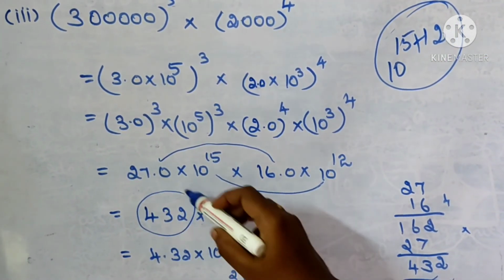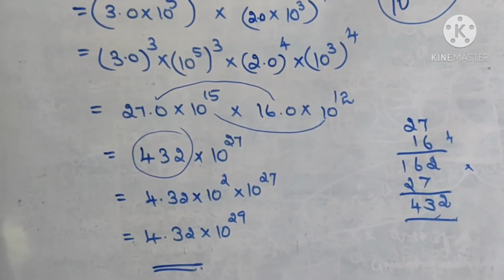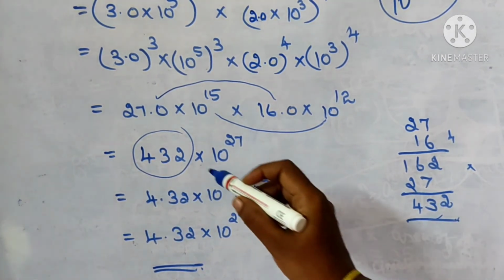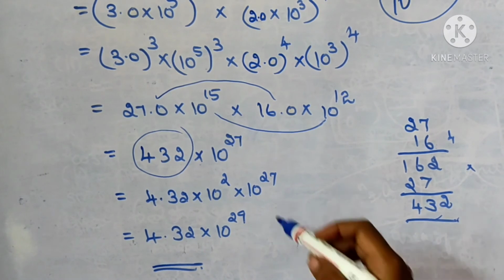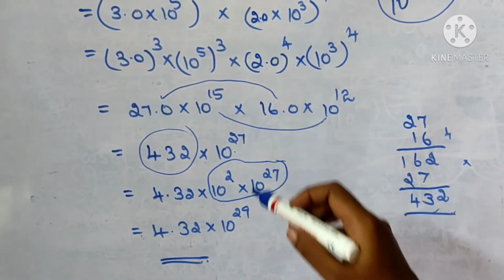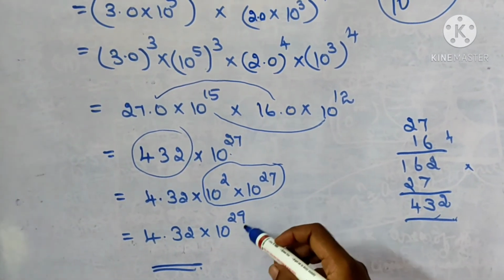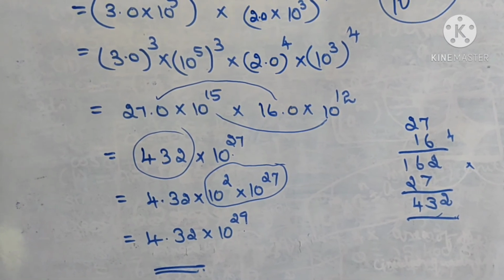Again we can write the scientific notation of 432. 432 is 4.32 into 10 square, because decimal point after 2 digits having, so we can write 10 square into this 10 power 27. Again we add the powers, 10 power 29. So the answer is 4.32 into 10 power 29.